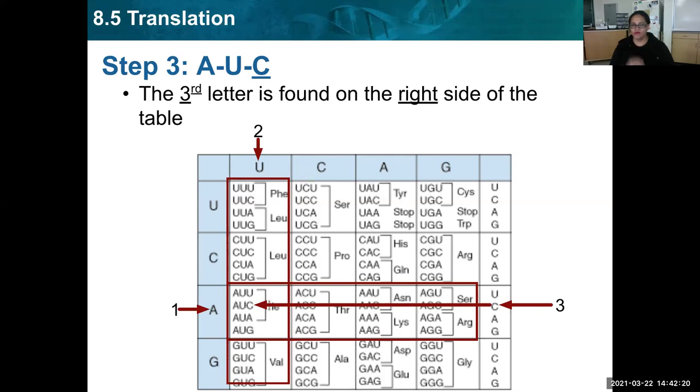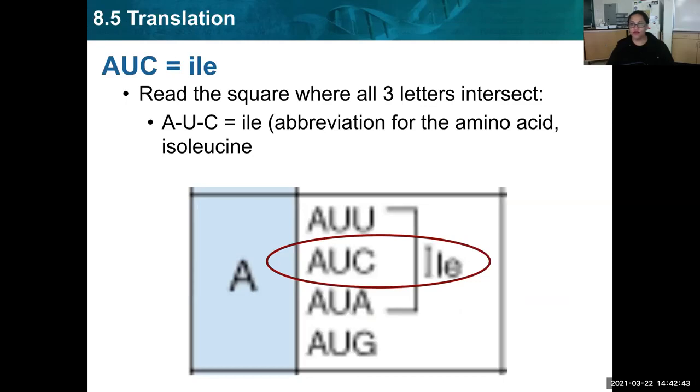You won't always be able to find AUC in those little boxes. Sometimes it's just the name of the amino acid. But for now, while you're learning it, you can see it. So you just have to figure out where all 3 of those letters intersect. So AUC codes for ILE. That's the abbreviation for the amino acid isoleucine.